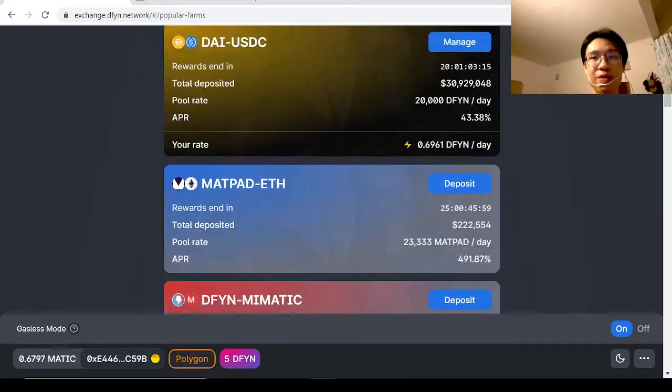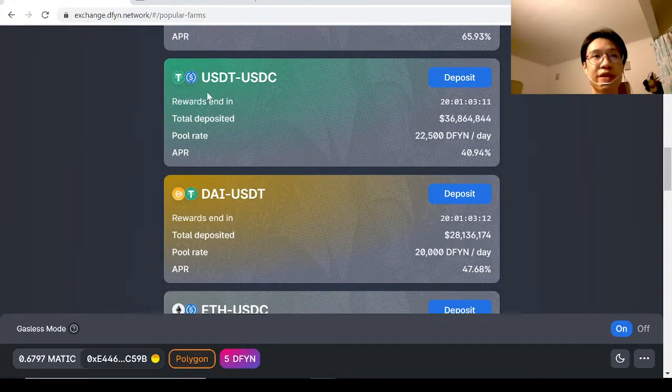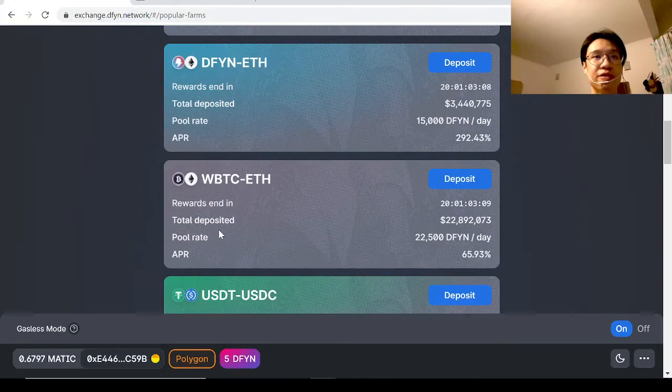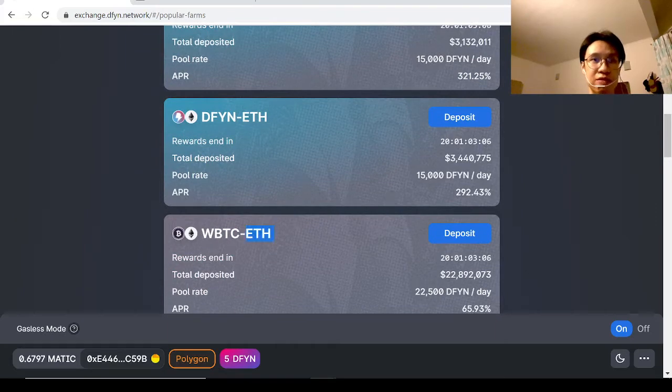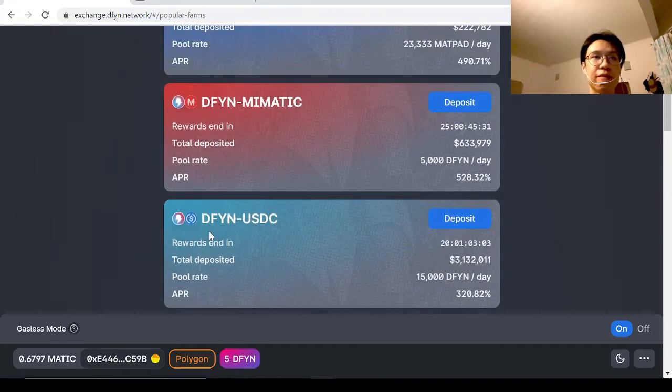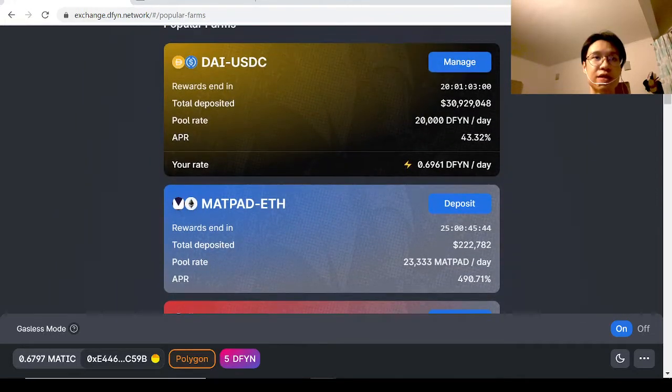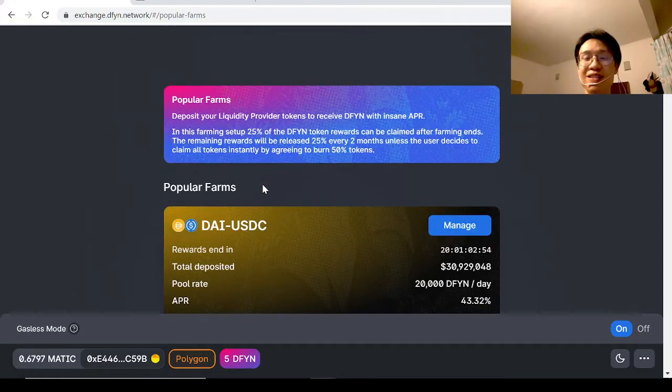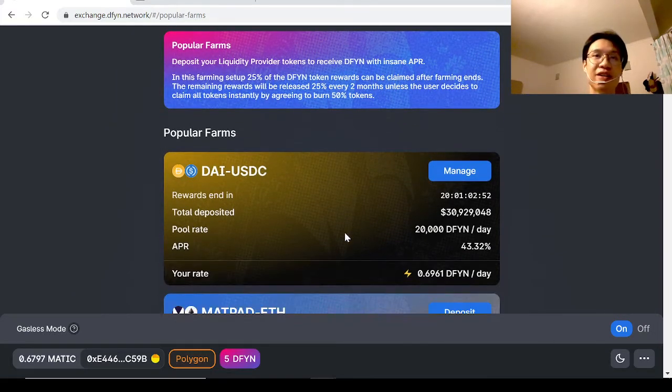So that's one stablecoin pair. Here is another stablecoin pair, another stablecoin pair. And you notice that they'll pair it with other things also, like WBTC is wrapped Bitcoin, and ETH, and all these other coins that you have to do your research to know what's a stablecoin, what's not. But thus far, DAI, USDC, and USDT are the stable coins that are out there. So here's how I get the rates I was talking about. APR at 43.32%. So here's what they say: deposit your liquidity provider tokens to receive DeFi with insane APR.